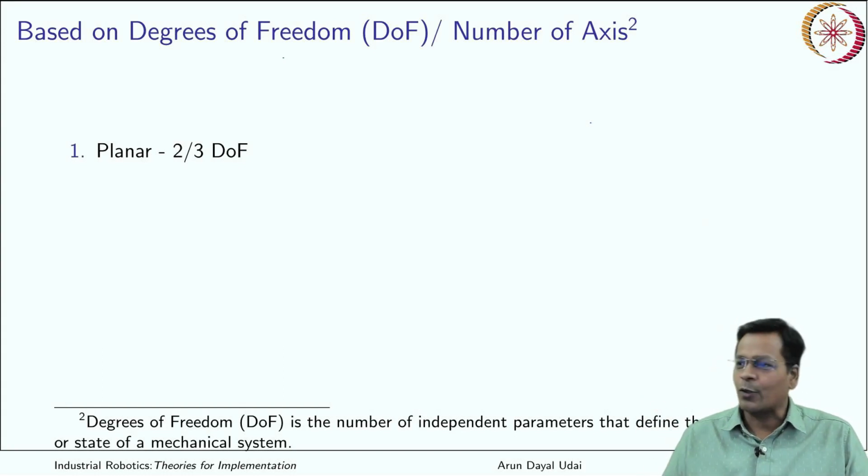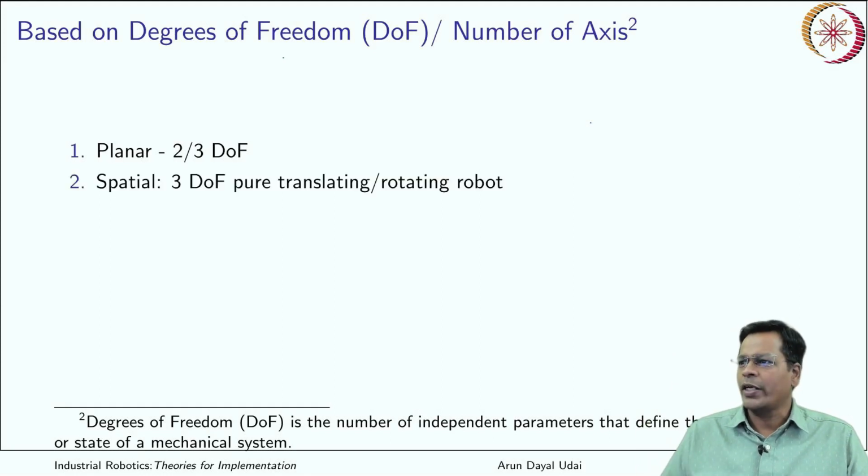So that is a planar robot. It can be 2 degrees if you just want to reach there, or otherwise you may have an additional rotary revolute joint over there. Okay, spatial robot, mostly they are of 3 degrees of freedom, pure translating or a combination of translating and rotating joints.